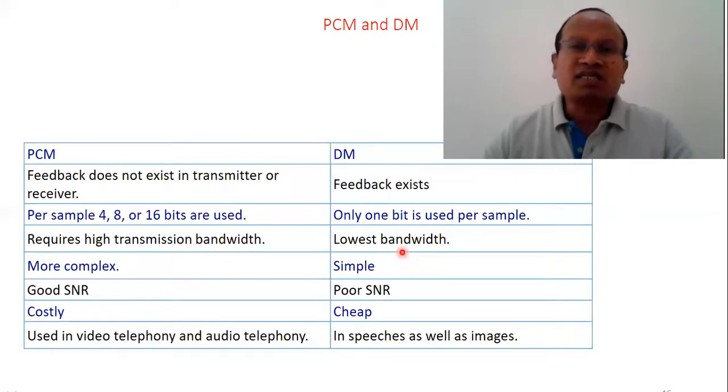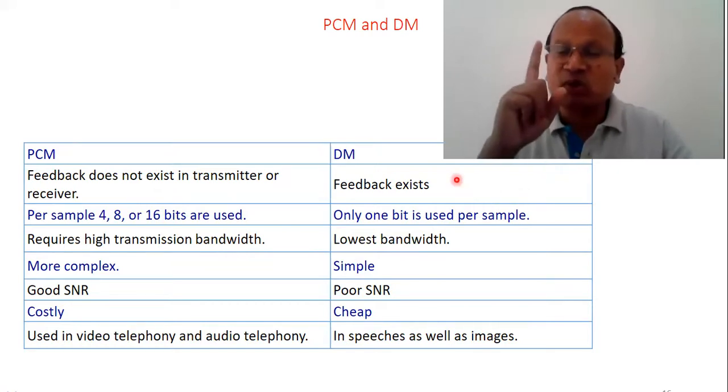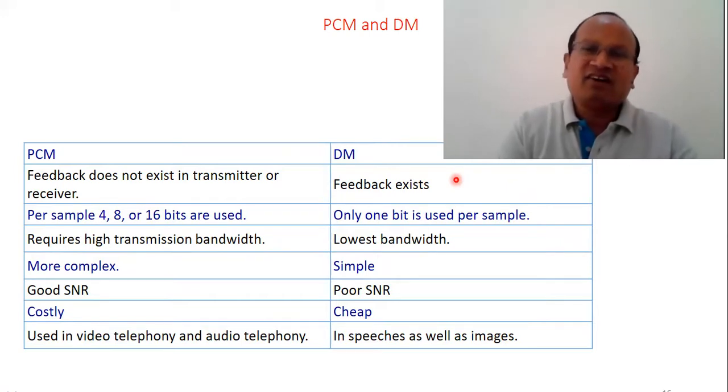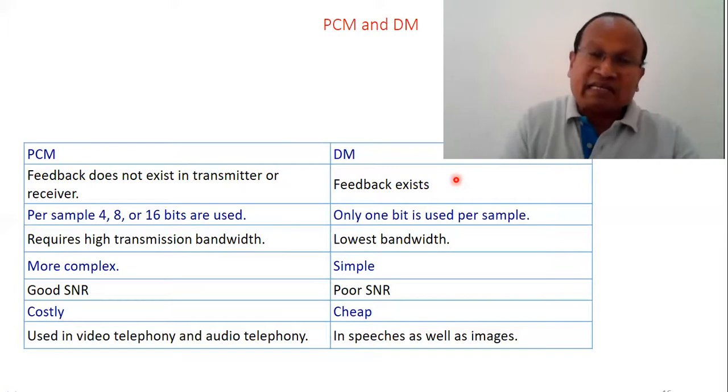Let's compare PCM and DM, that is pulse code modulation and delta modulation. In PCM, feedback does not exist in the transmitter or receiver block. In delta modulation, feedback exists at both. PCM has encoding and decoding, or transmitter and receiver. Similarly, delta modulation also has encoding and decoding processes. So at both transmitter and receiver, the loop exists. The feedback is present. But in PCM, no loop exists.